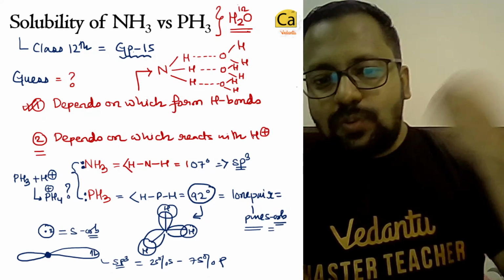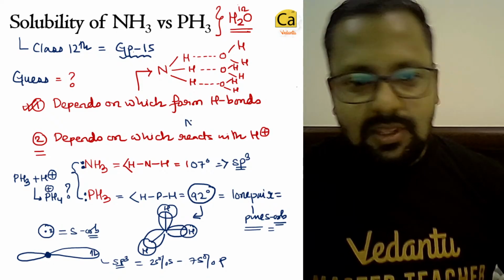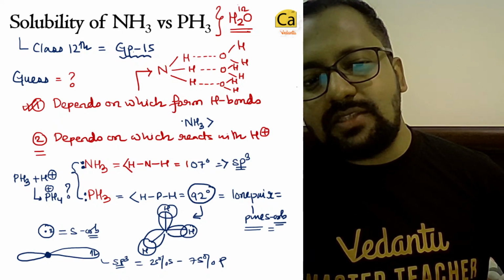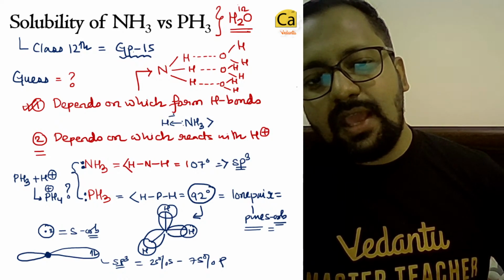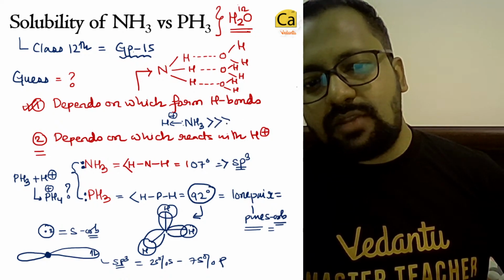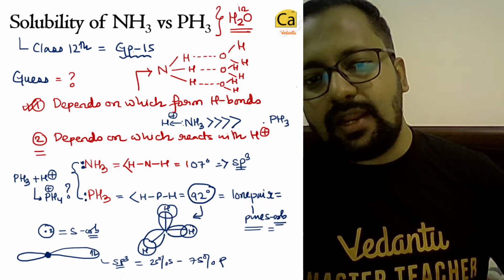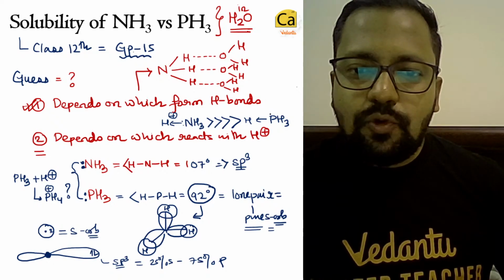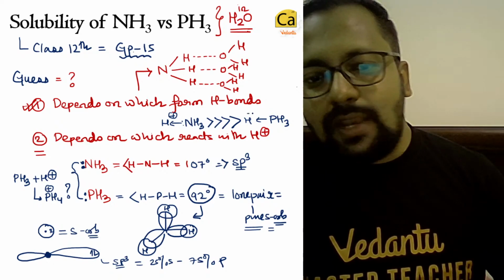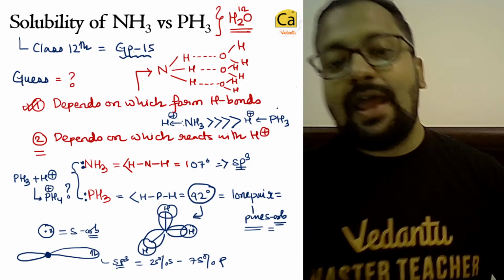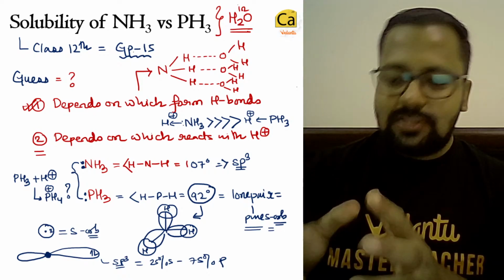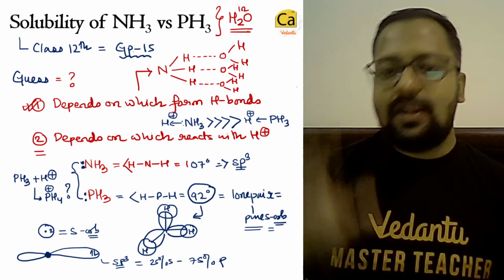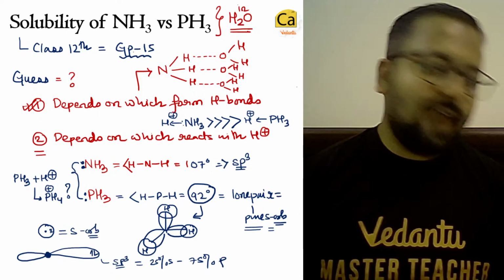So which will have more tendency to donate electrons to H plus? NH3 will have more tendency to donate electrons to H plus compared to PH3. PH3 will have a very low tendency. And so which one will turn out to be more soluble? The one which donates electrons to H plus turns into an ammonium or phosphonium ion, and then I will have a higher solubility.